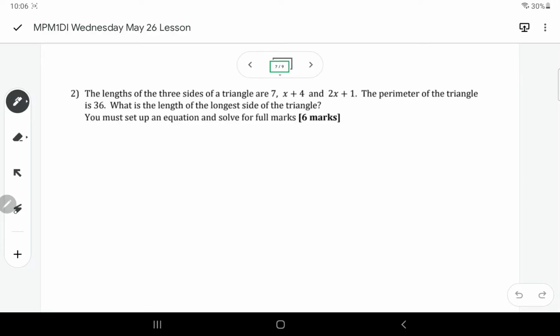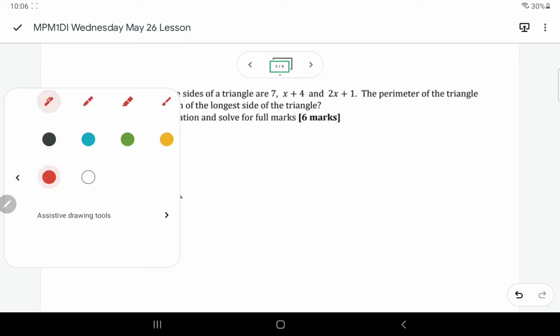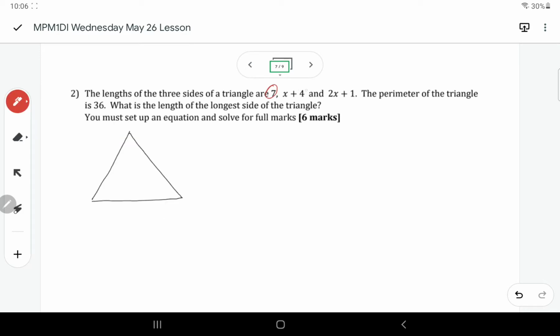Okay, so number 2, we have a triangle, and I think it's really important to recognize and draw a diagram for a lot of these. So we have a triangle and it's got these sides. We don't know anything about this triangle. I drew it kind of like equilateral-ish, but we don't know that. So we've got 3 different sides, 7x plus 4 and 2x minus 1.